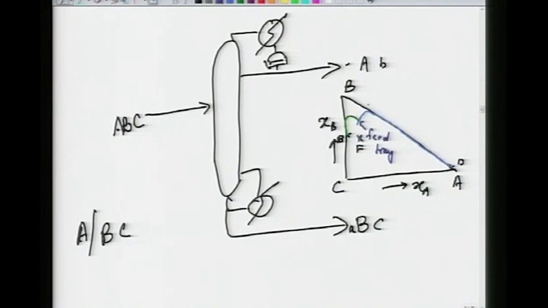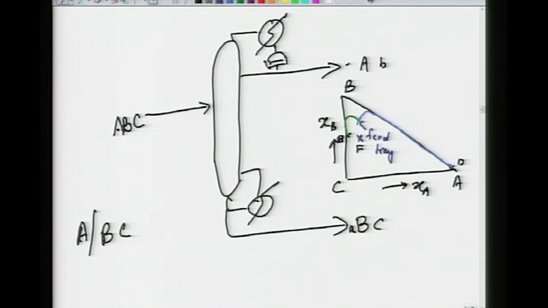Now, if you look at this section, what is this section doing? This section is essentially preventing the C from going up the top. You can see you are moving towards the AB edge, the C composition is decreasing. So, the trays immediately above the feed are essentially preventing the C from going up the top. What do these trays do? These trays are preventing the A from going down the bottoms, right. So, I hope this simple figure explains what the purpose of the trays immediately above the feed tray and immediately below the feed tray is.